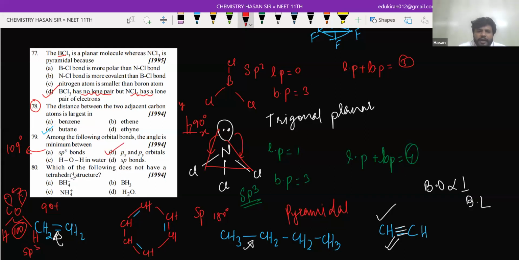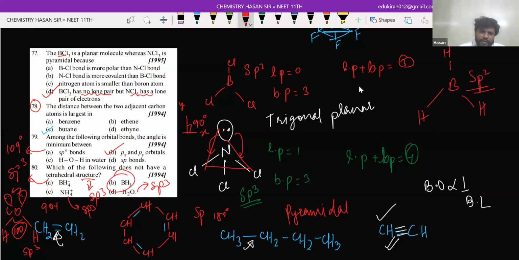Which of the following does not have a tetrahedral structure? That means does not have sp3 hybridization. H2O, just now I told you, is sp3. And for the positive ion, 0 lone pair, 4 bond pair, sp3 it is. BH3 is sp2, BH4 that means sp3. And BH3, I just told you, BF3, BH3, this is the scenario. It will have sp2 hybridization. So I hope this is clear to you.